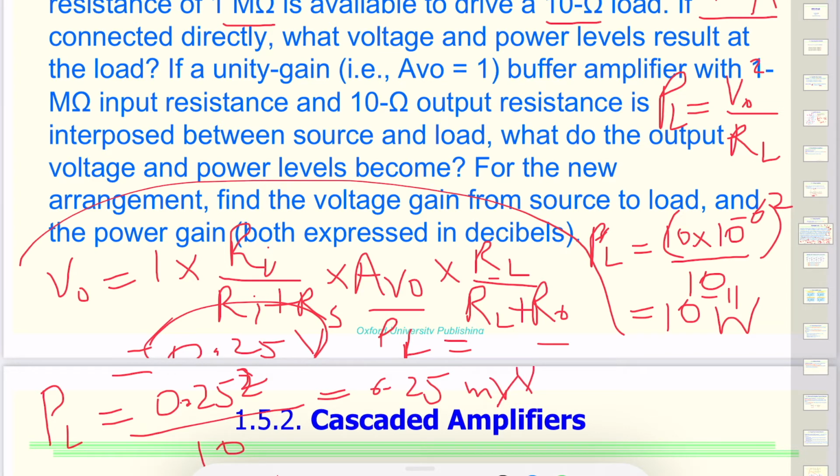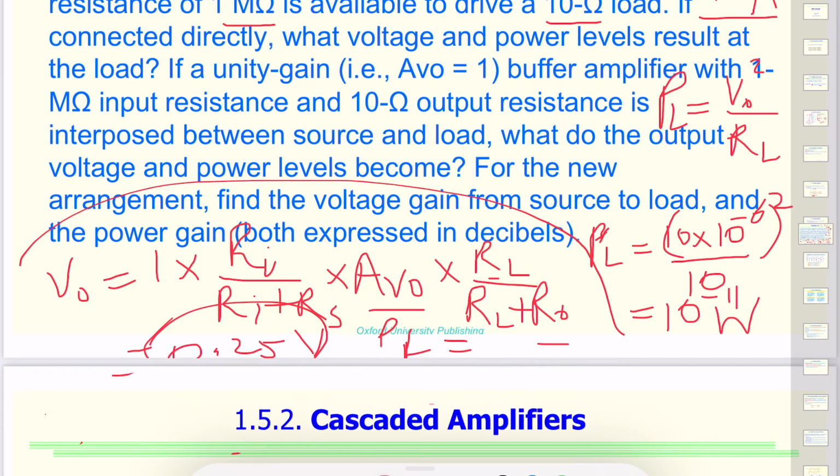So now the question is voltage gain. How much gain do we get? Gain is the output divided by the source voltage. So this comes out to be minus 12 dB. In a similar way we can find the power gain for this situation as well. All right, so let me clean so we can continue.